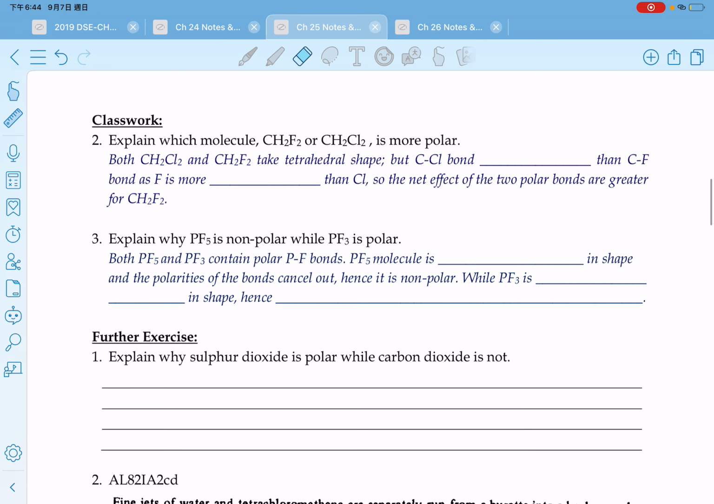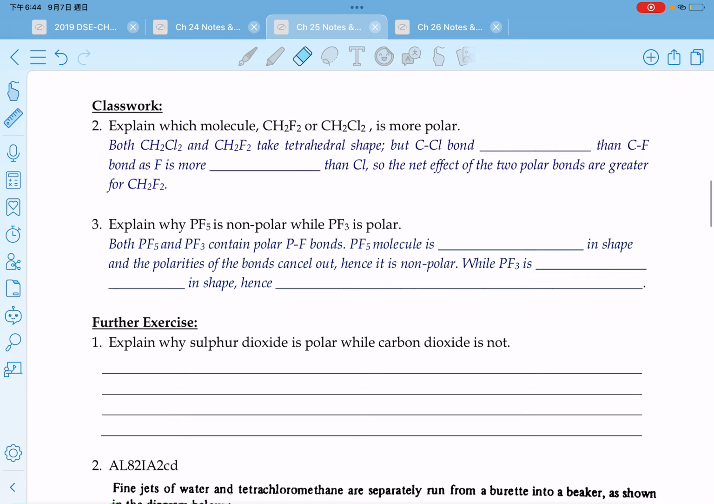So you may do classwork and just try these two.